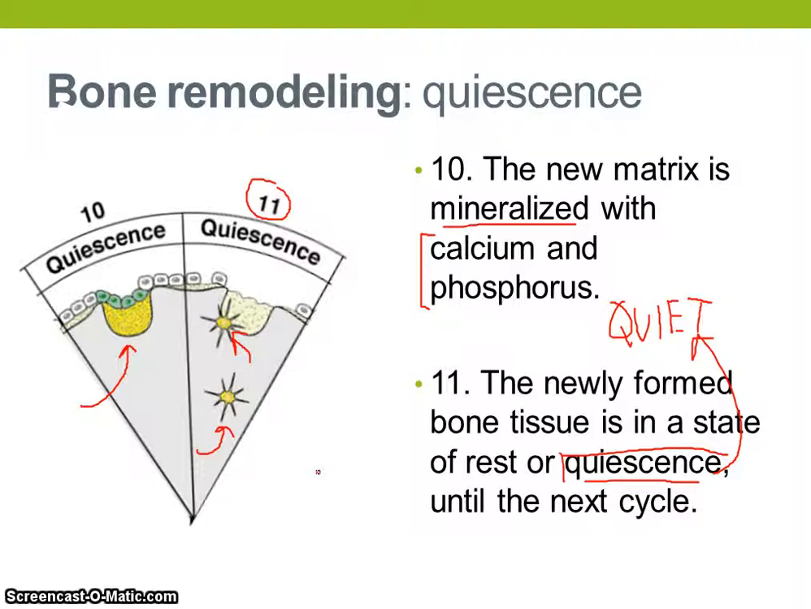In step 10, you're going to add in those minerals, the calcium and the phosphorus. At this point, you're taking calcium from the bloodstream and you're adding it into the bone. And you can think that if you don't have enough calcium to begin with, then this process of mineralization doesn't happen as well. You might have weak bones. And then finally, we stop at a state of quiescence, of quiet, of stability, of having bones be at rest.